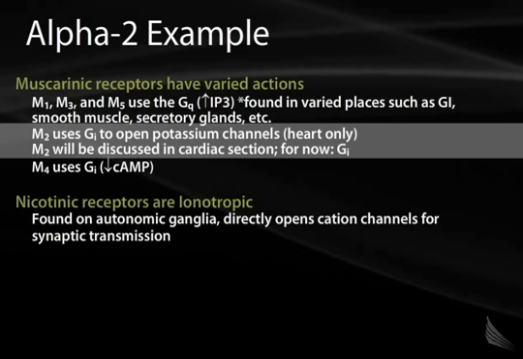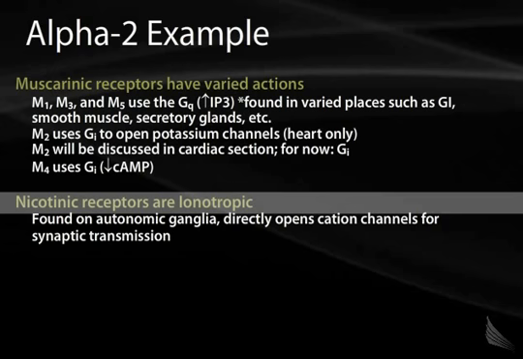M2 and M4 will activate the G sub I system. This G sub I system will act to open potassium channels. Again, these are metabotropic receptors such that they do not consist of an ion channel themselves, but they can indirectly alter the activity of particular channels, as is the case here. And you'll talk more about the M2 activation in the context of your cardiac physiology lectures.